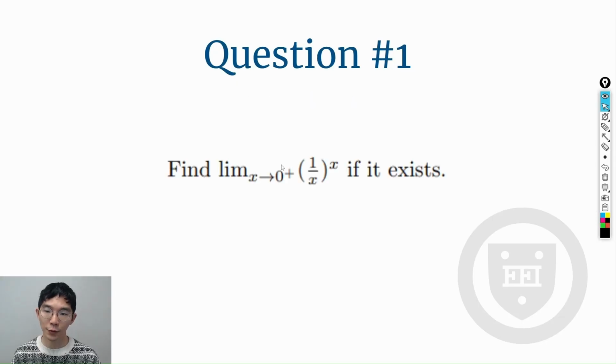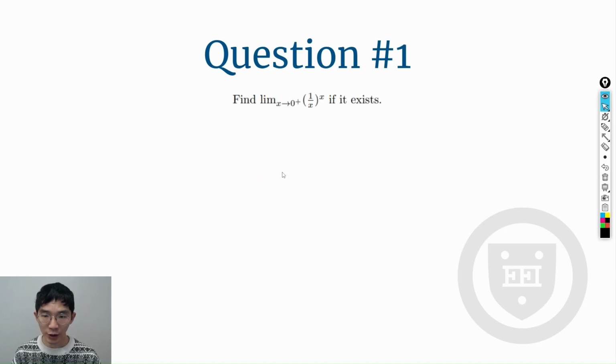So let's start with problem number one. Find the limit as x approaches 0 from the right of (1 over x) to the power of x, if it exists. This problem is a simple application of L'Hopital's rule.